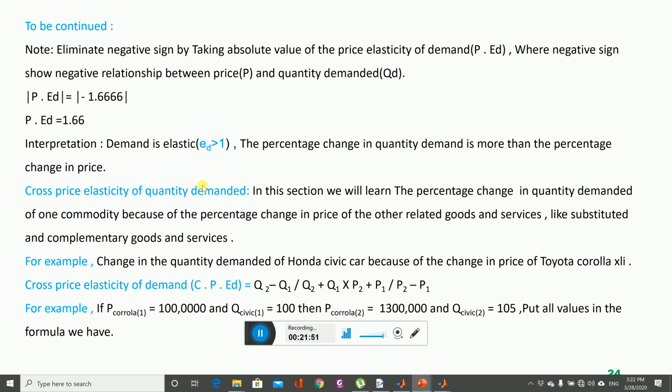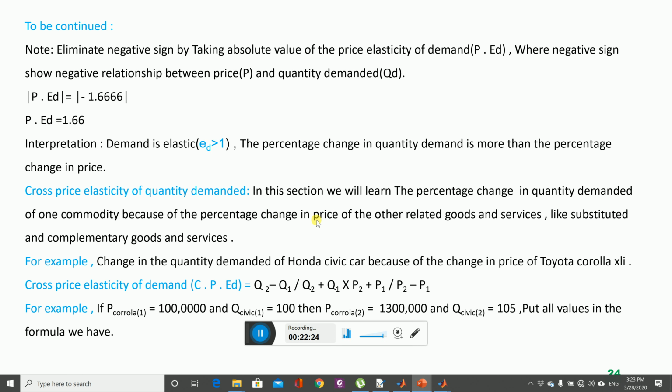Now cross price elasticity of quantity demanded. Cross means here we have two types of commodities, but both commodities may be substitutes or maybe complementary. In this section, we will learn the percentage change in quantity demanded of one commodity because of the percentage change in price of the other related goods and services, like substituted goods and complementary goods and services.